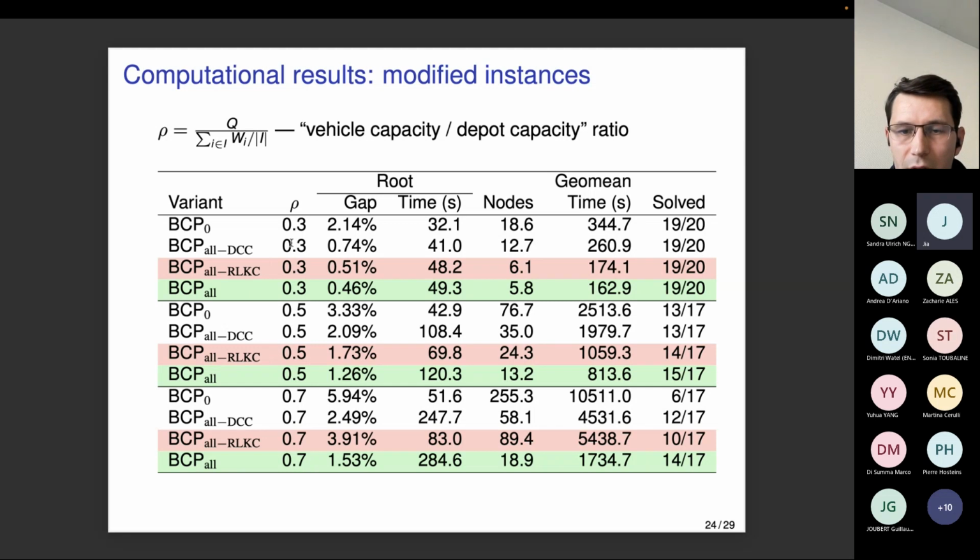And another result we have is that our load knapsack cuts really make a difference, because if you take the instances with the largest ratio, 0.7, which is when the vehicle capacity is 70% of the depot capacity, you can see that the cuts allow us to greatly decrease the root gap, practically divided by 2, divide by 4 the number of nodes in the branch-and-price tree, and also divide by 3 the total solution time, and will allow us to solve more instances of the problem.